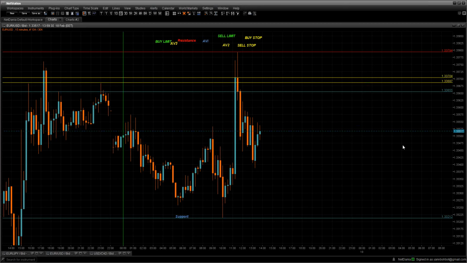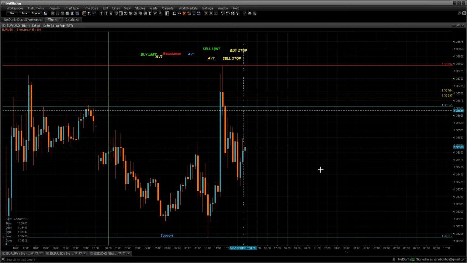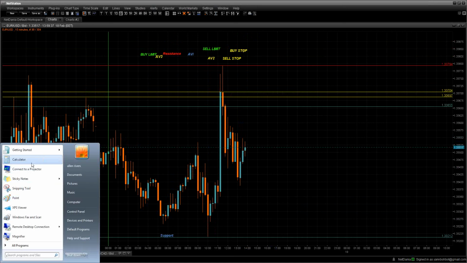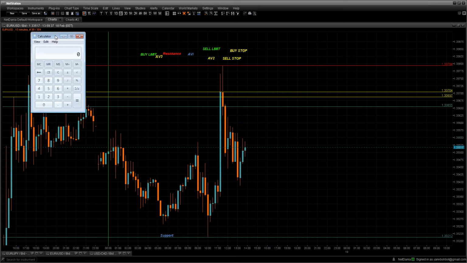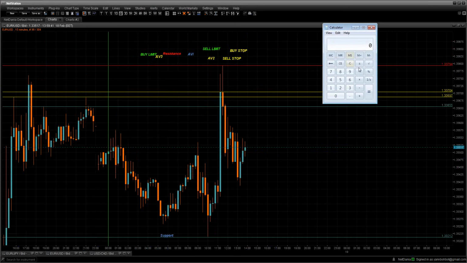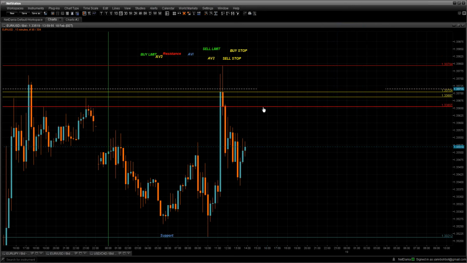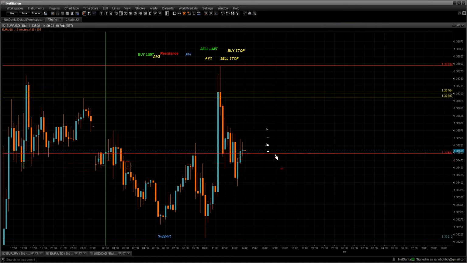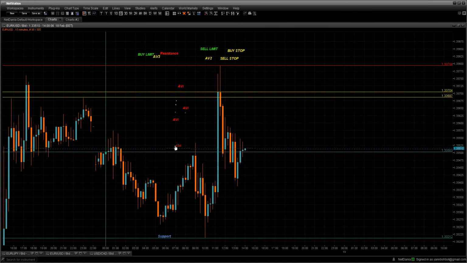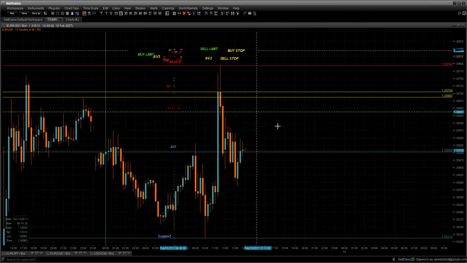Okay, let's set up all our lines. So I have my resistance, I have my support. Let's calculate everything. If my resistance is at 1.33794 plus 1.33212, divided by 2, you have 1.33503. So let's put it there. This is my average 1.